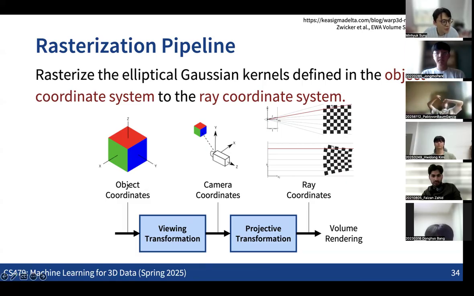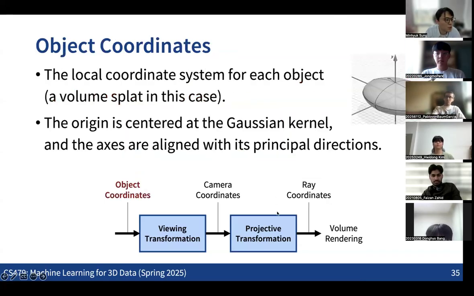If we only consider those three coordinate systems, the meaning of each is as follows. The object coordinates are nothing but a local coordinate system for each object, and the object we are defining here is the volume splat. So we can assume that each volume splat has its own local coordinate system. The origin is the center of the Gaussian splat, and the axes are aligned with the principal directions of the ellipsoid.